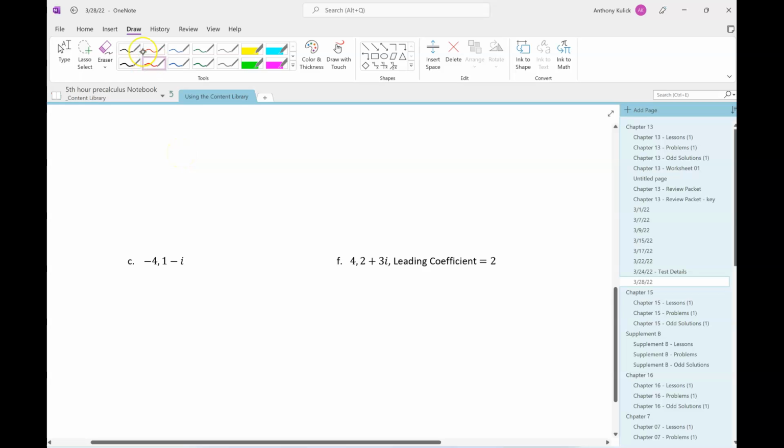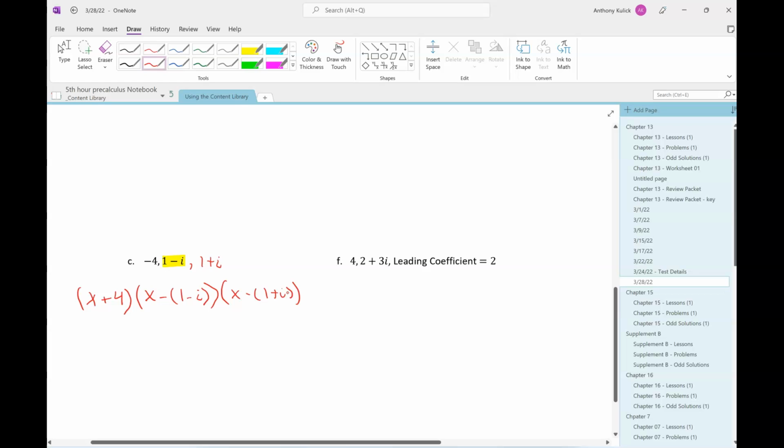All right. So the first thing I notice is that one of the zeros I'm given is a complex zero. Because of the complex conjugates theorem, I also have to have its conjugate on my list, or else when I multiply this out, I won't get real coefficients. So I'm going to add that to my list, and then create my factors. x minus 4 is going to give me the factor x plus 4. 1 minus i is going to give me the factor x minus 1 minus i. And 1 plus i is going to give me the factor x minus 1 plus i.